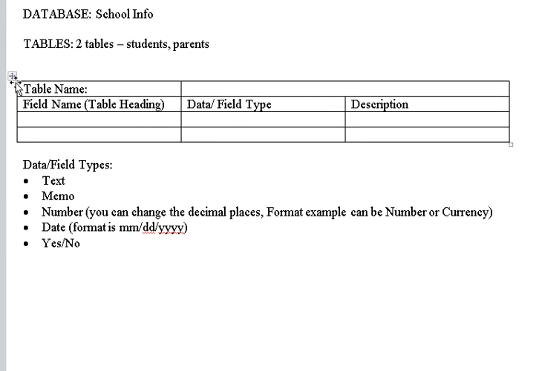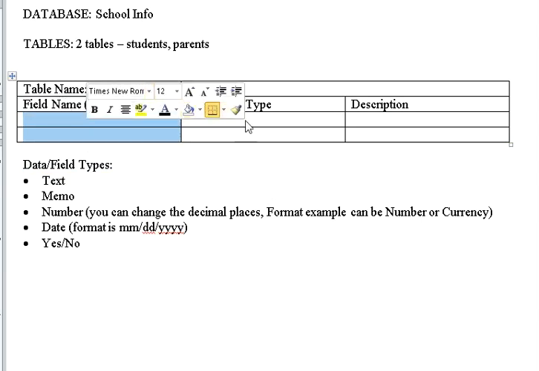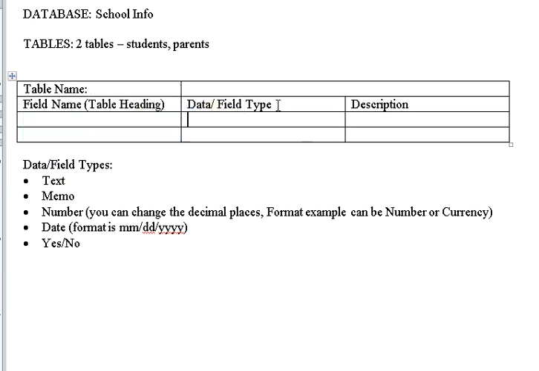So this is what one shell might look like. We need to know the name of the table. We need to know all the table headings have to be here. Those are called field names. Then there's something called a data or field type and a description. We'll come back to that.